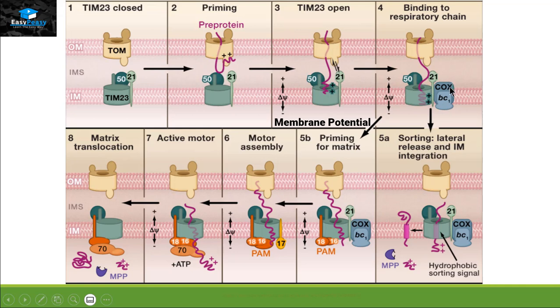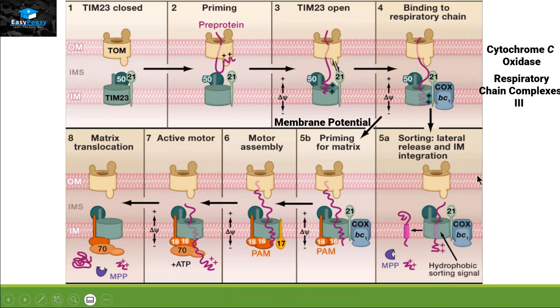Now some more proteins will come and attach themselves with this Tim complex, that is COX and BC1. COX is basically the cytochrome C oxidase enzyme, and BC1 is the respiratory chain complex 3. With the attachment of these proteins, we have two options now.